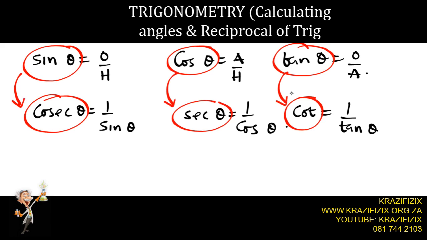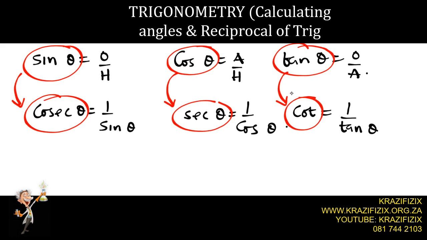So that is called the reciprocals of our trig functions, your sine, your cosine, and your tangent. So we do have cosec, sec, and cot, which is cotangent. So the reciprocal is very, very important.